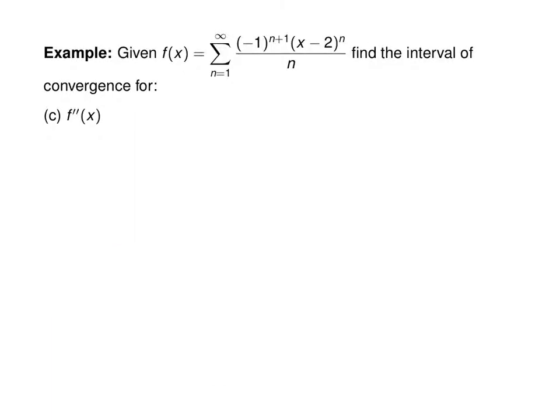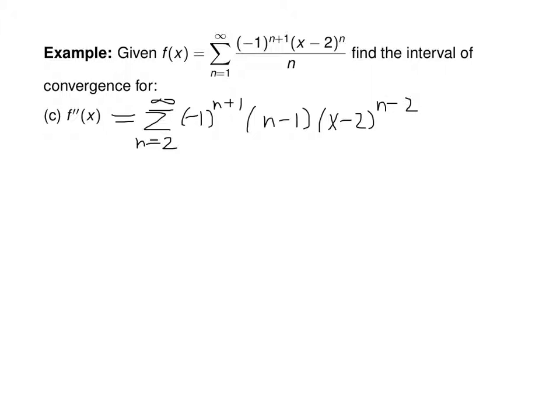Next, let's find the second derivative. In this case, we'll have a sum from n equals 2 to infinity. The first and second terms would both be gone. (-1)^(n+1), multiplied by n minus 1, and x minus 2 is now to the power of n minus 2. Once again, we still have r equals 1. We have our preliminary interval of 1 is less than x, which is less than 3. We just need to test x equals 1 and x equals 3.